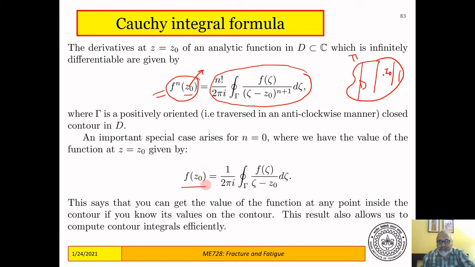So the value of the function at z0 can be known if the function is known all over the contour. And this result is extremely powerful, extremely counterintuitive: if you know the values along a contour, you know the values inside the contour as well. So not only do you know the values, you also know the values of all the derivatives of the function. So practically, this is very important to evaluate contour integrals.